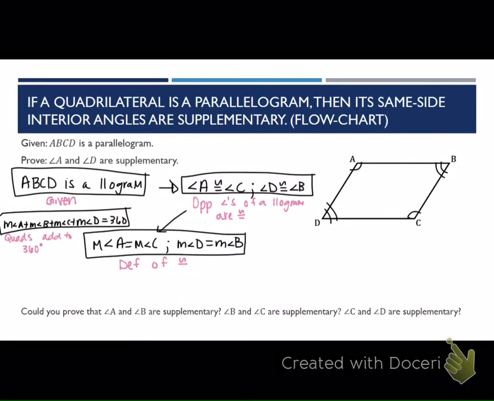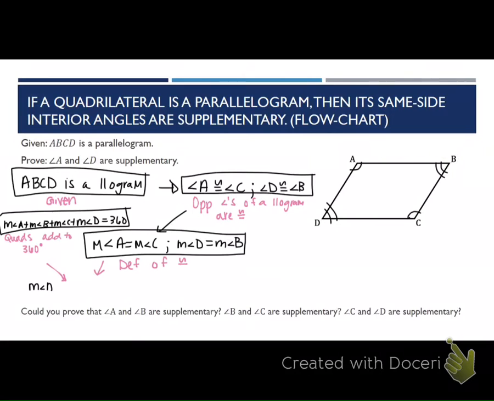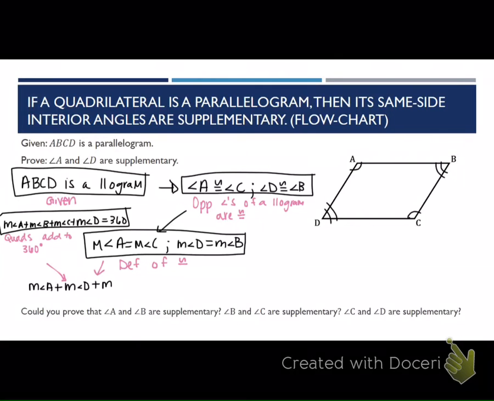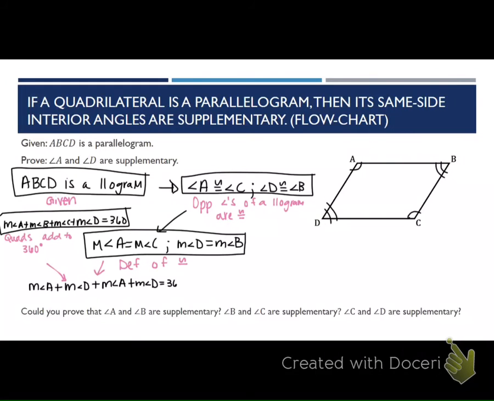So from these two statements, we can say the measure of angle A plus the measure of angle B, with B changed to D, plus the measure of angle C, with C changed to A, plus the measure of angle D equals 360. All I did here was say that A and C are the same. So where there was a C, I replaced it with an A.